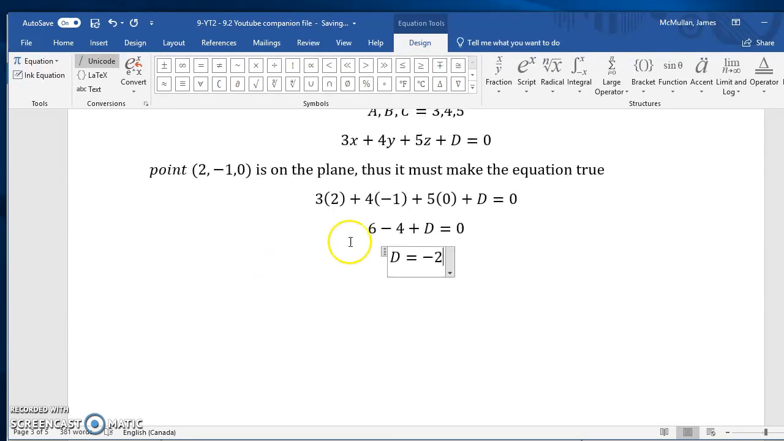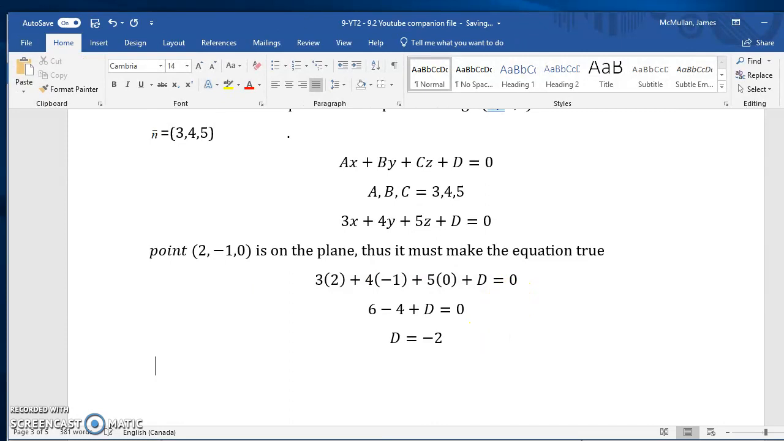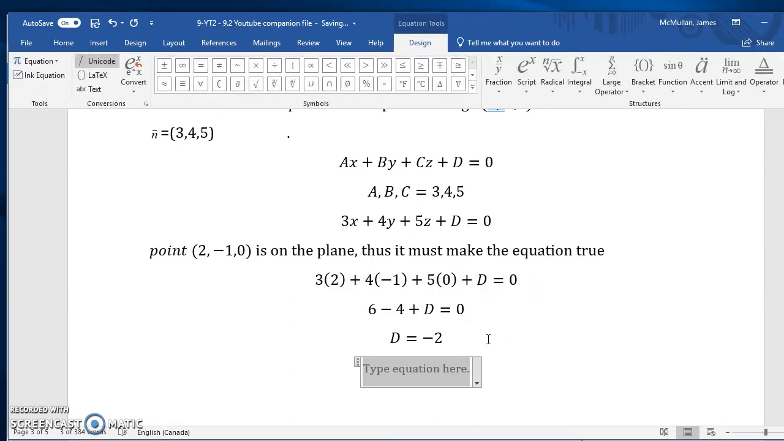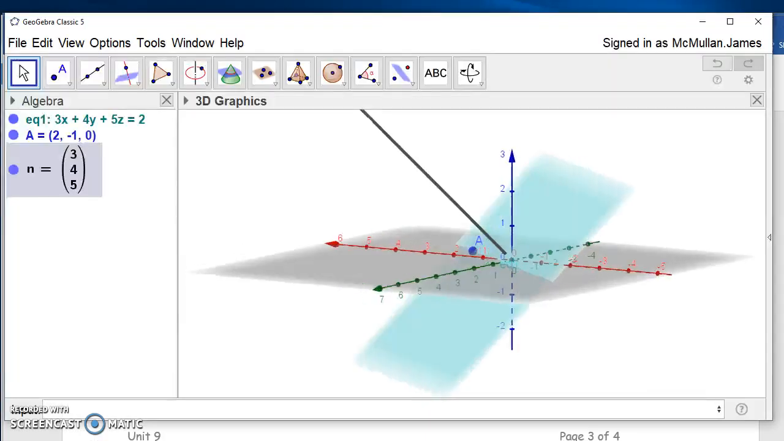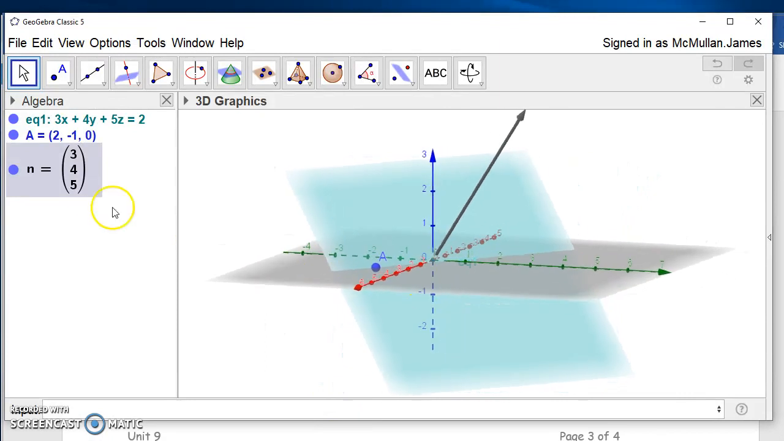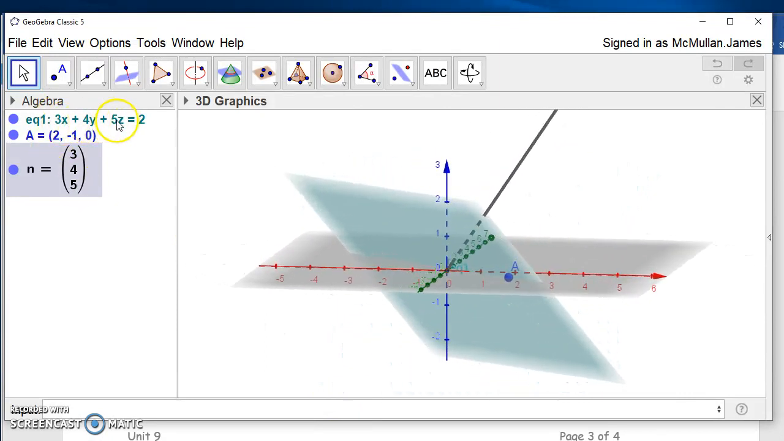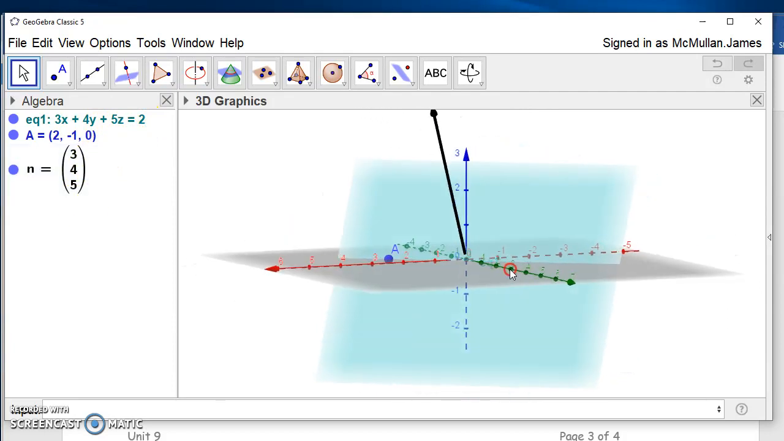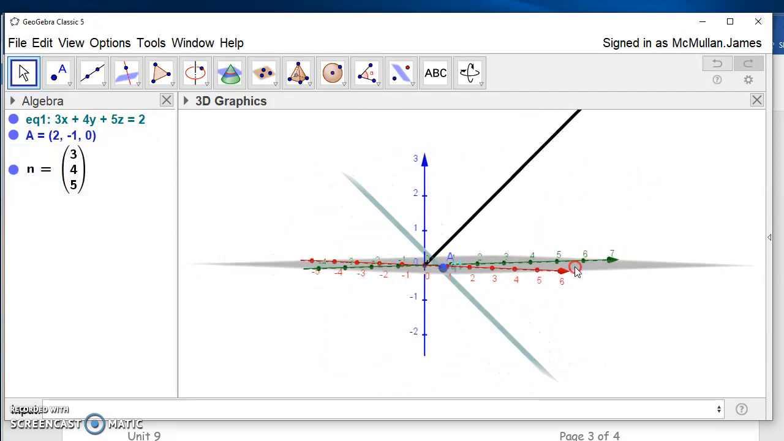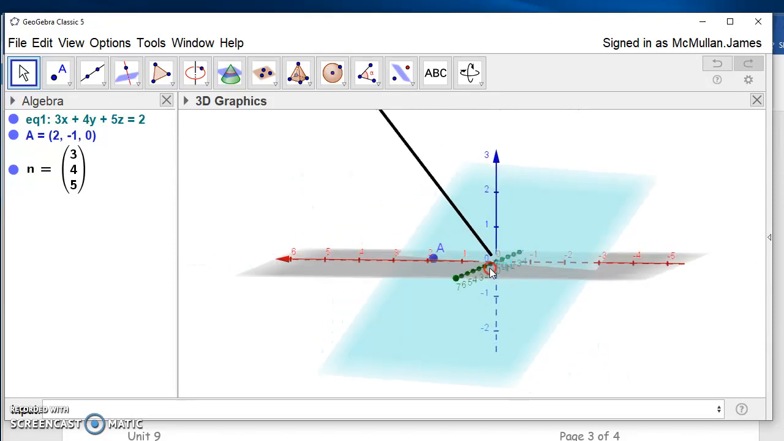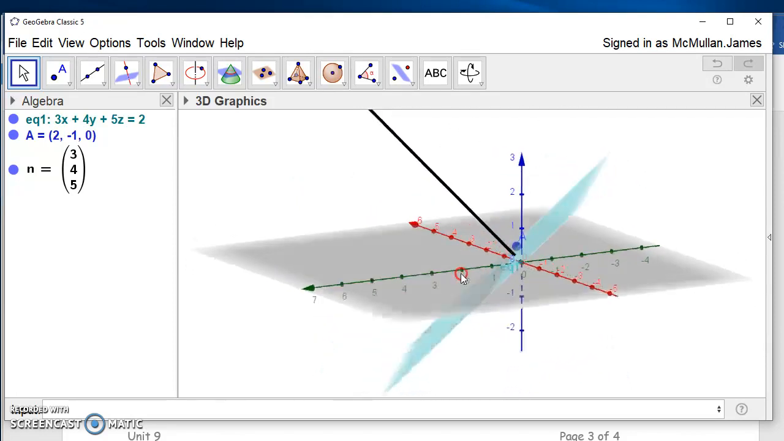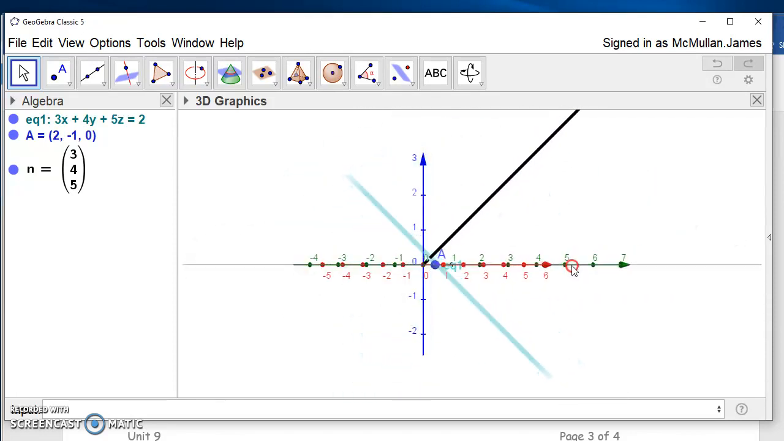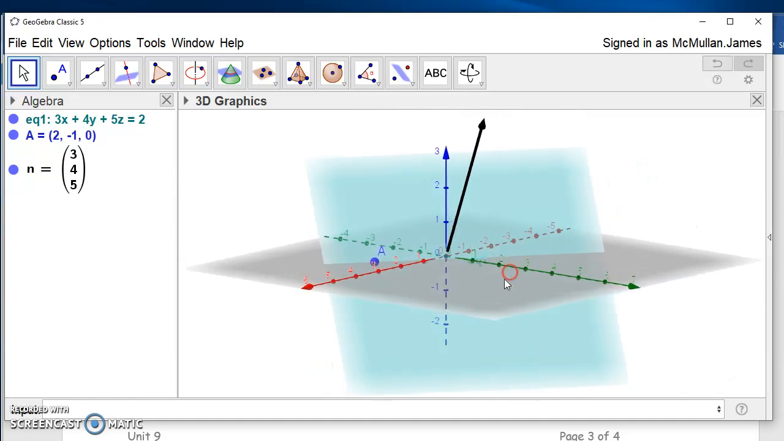Okay, again, the question was determine the equation of a plane, so saying d is not the answer, right? We need to actually give the answer. 3x plus 4y plus 5z. We take that d and put it into the equation. So here 3x plus 4y plus 5z take away 2 equals 0. You can see that yes, it does pass through the point 2, negative 1, 0, which is A there. That point is on the plane. And it has the normal 3, 4, 5, which is perpendicular to the plane.